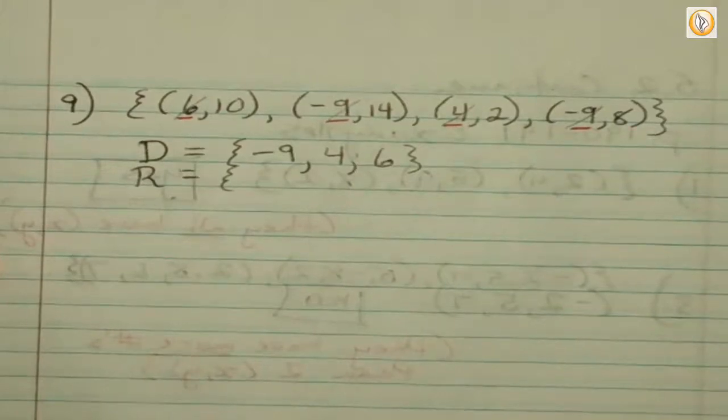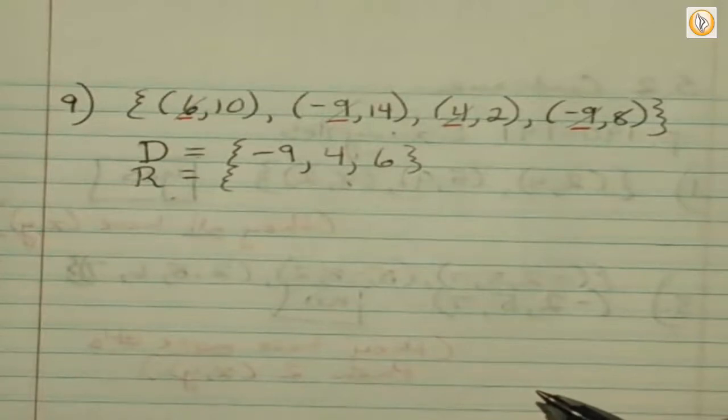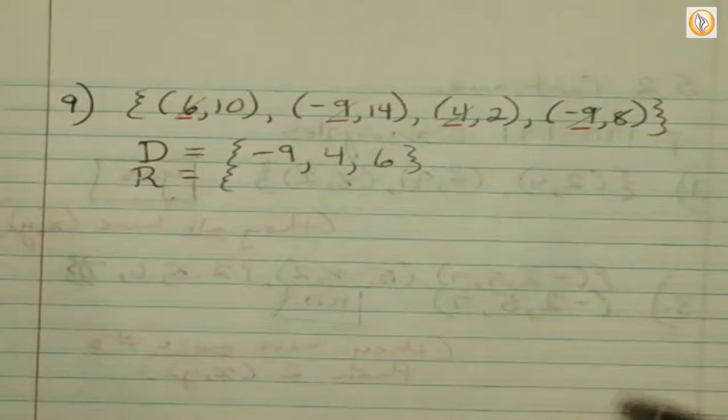Okay, here we go. It says to write whether it's a function or not. It says to state the domain and range of each relation. Oh, so we're not there yet. Okay. Thank you, boy in the very back, for clarifying that.